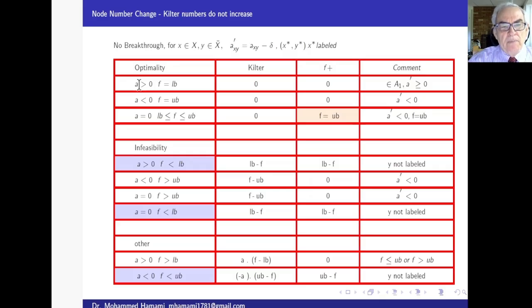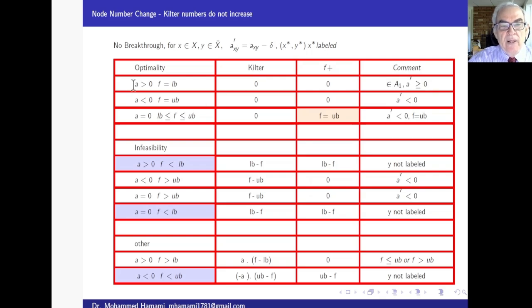Let's look at before and after, right? So before, we have A positive and F is equal to the lower bound, and the Kilter number was 0. Now, F being equal to the lower bound, and the lower bound is less or equal to the upper bound, then F is less or equal to the upper bound. So we have A positive and F less or equal to the upper bound. That's exactly the definition of A1, right? And remember, the delta was the min of the A's. So the new A prime can only be greater or equal to 0.